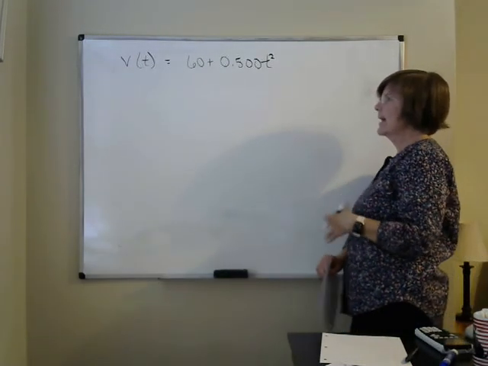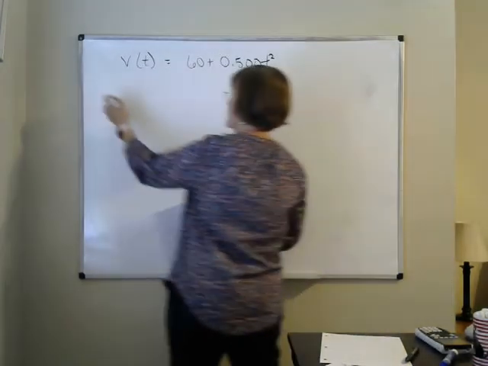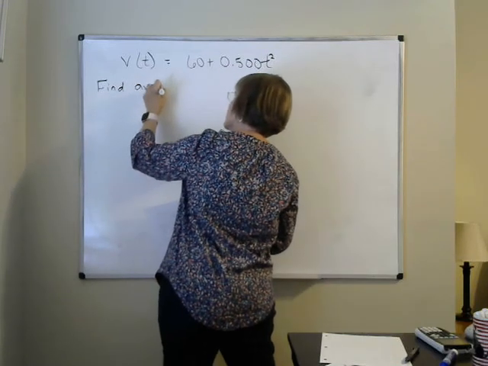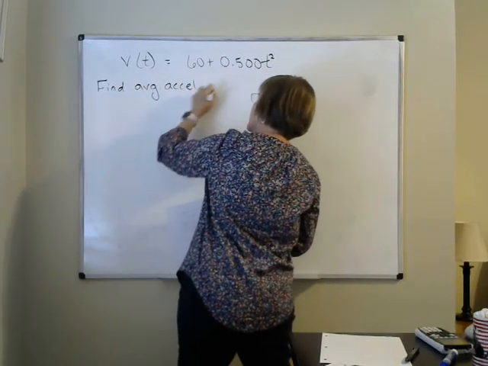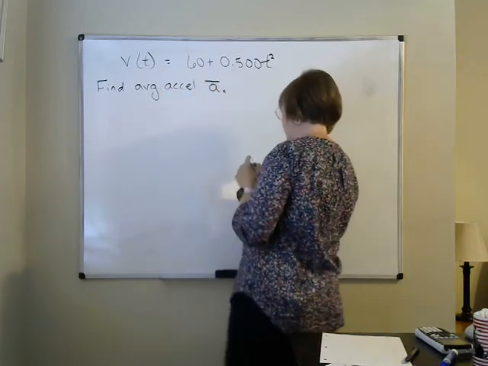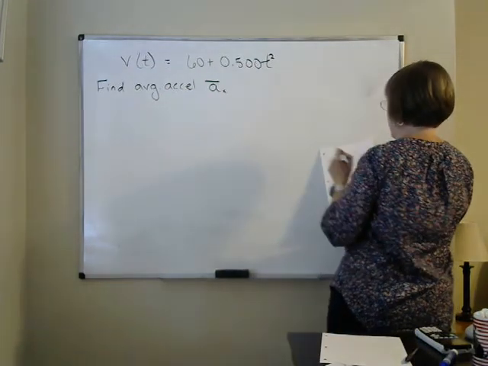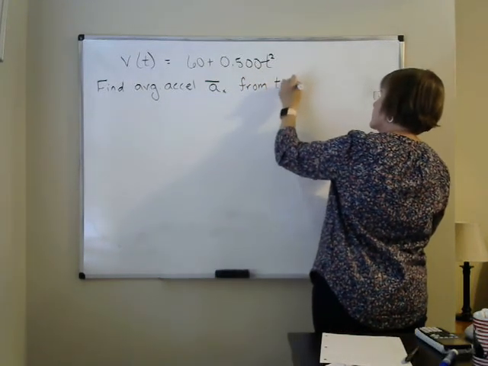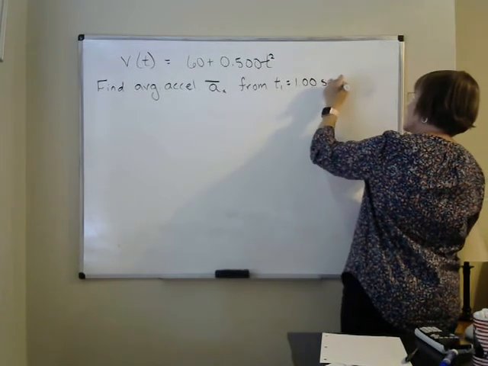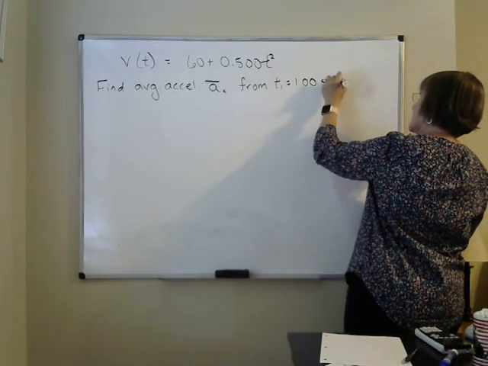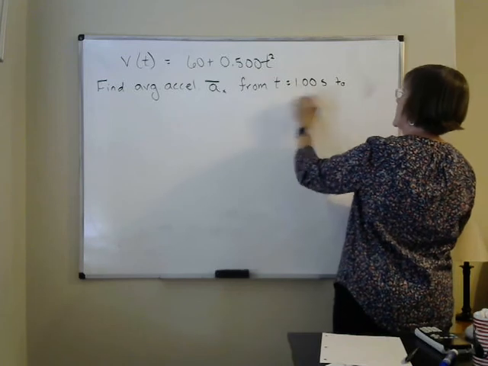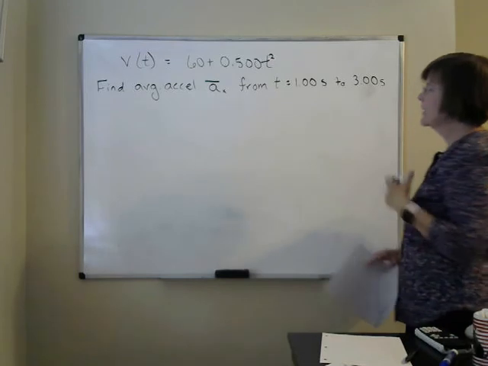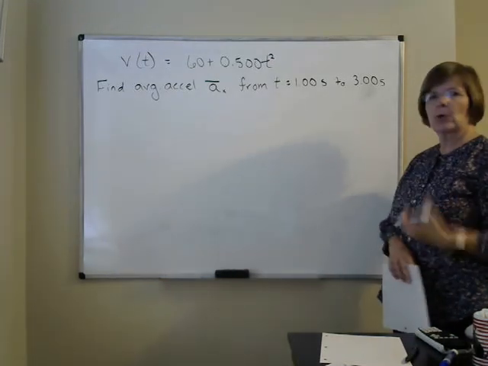Let's find the average acceleration. We want to find the average acceleration from t1, which is 1 second, to, I'll just say from t equal 1 second to t equal 3 seconds. I want to find the average acceleration from 1 to 3 seconds.